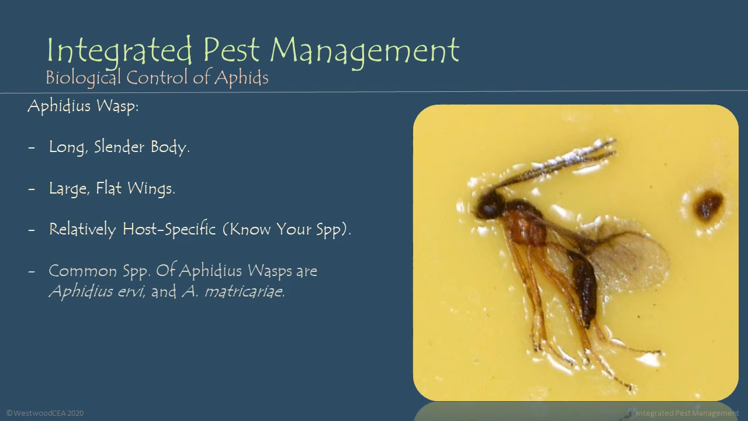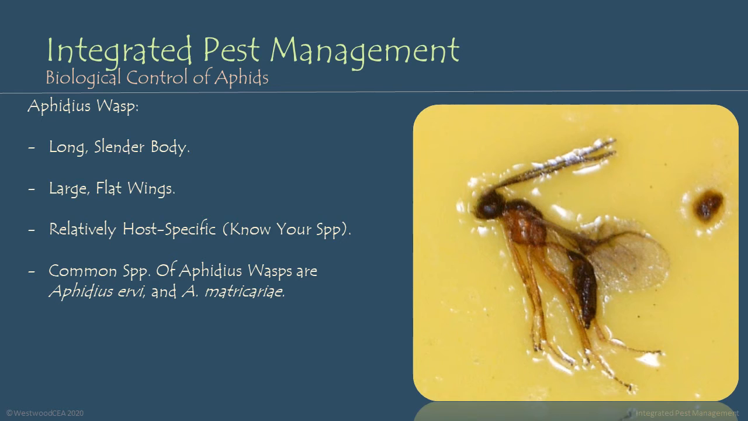Common species of Aphidius wasps that are utilized in many integrated pest management plans are Aphidius urbi and Aphidius matricarii. When purchasing Aphidius wasps for your growing environment, it's not uncommon to purchase a mix of Aphidius urbi and Aphidius matricarii. This is because these two species of wasps, between the two of them, prey on most of the aphids that you'll see in a greenhouse environment.